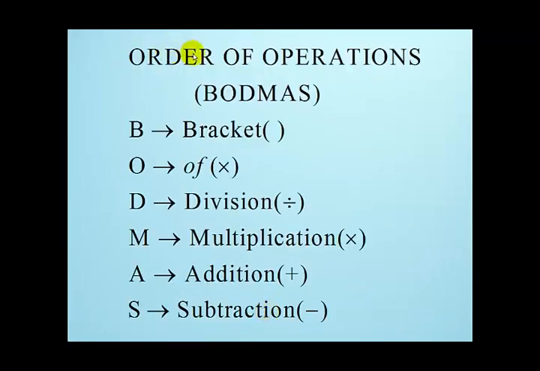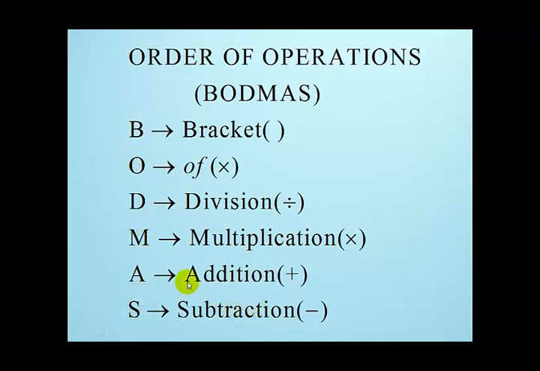Now order of operations. We have what we call the BODMAS. That is BODMAS. B is the bracket. O is off. That's multiplication. D is the division. M is multiplication. A is addition. And S is subtraction. So we have what we call the BODMAS.